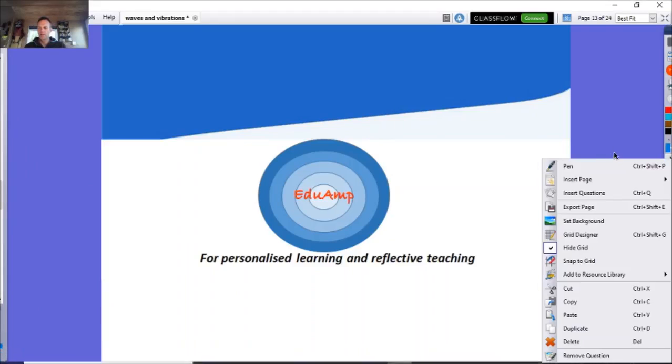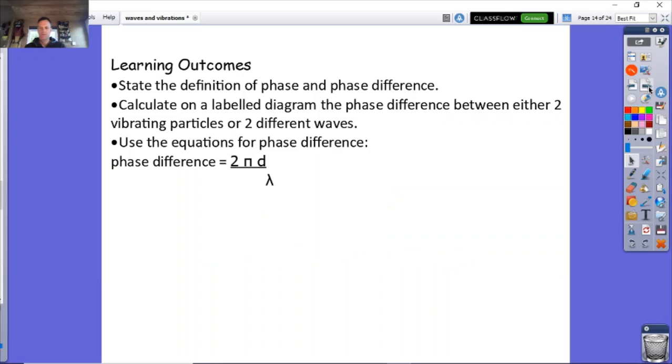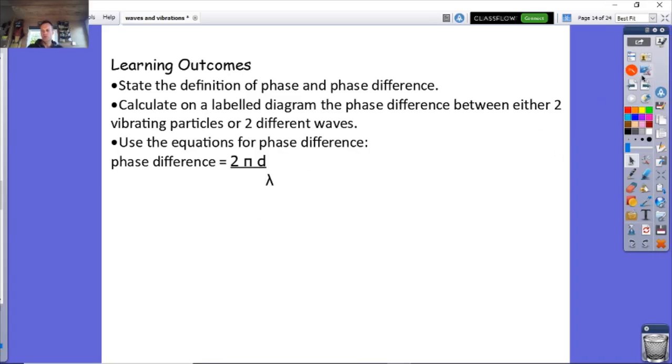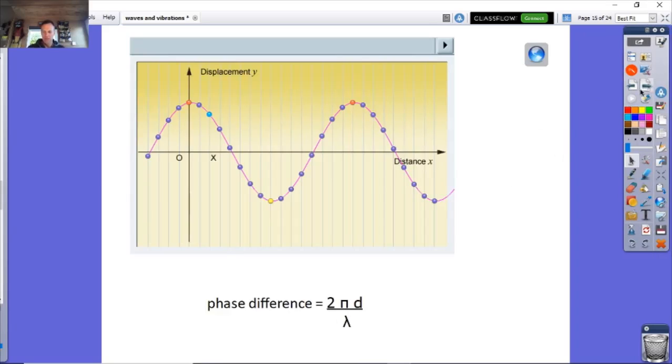This lesson is all about phase and phase difference. What I'd like you to be able to do is find the difference between phase and phase difference, calculate and label a diagram of the phase difference between two vibrating particles of two different waves, and use the equation for phase difference, which is 2 pi d over lambda. You can get away without using it, but I will show you the equation that you can use.